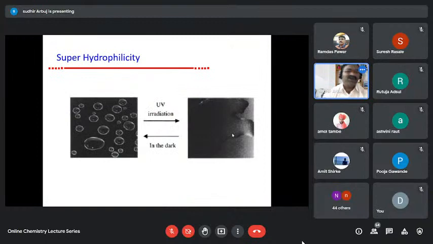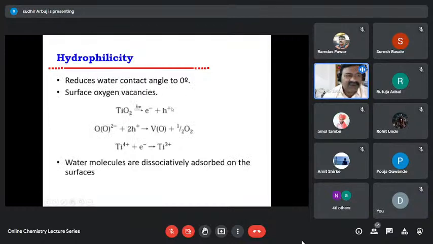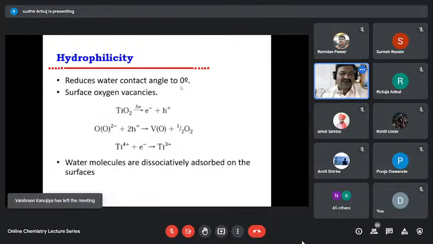Another one is super hydrophilicity. You might have seen huge buildings on the roadside with glass or acrylic sheets. Those sheets are coated with our semiconductor material. So what is happening? Super hydrophilicity: if you shine light on this material, water completely covers and wets the surface. How does it increase super hydrophilicity? It reduces the water contact angle to 0, and it creates surface oxygen vacancies.